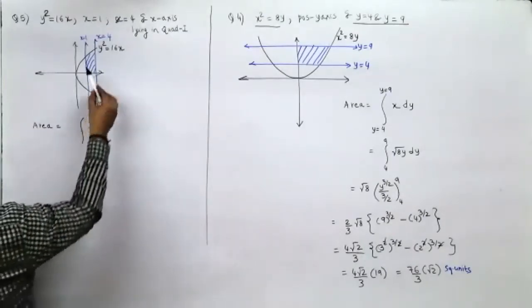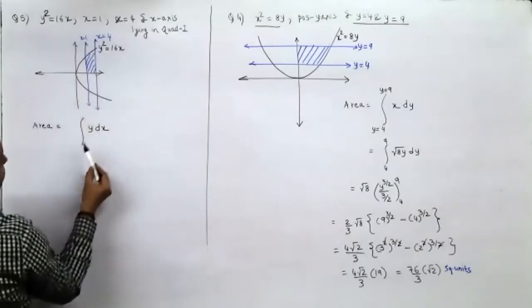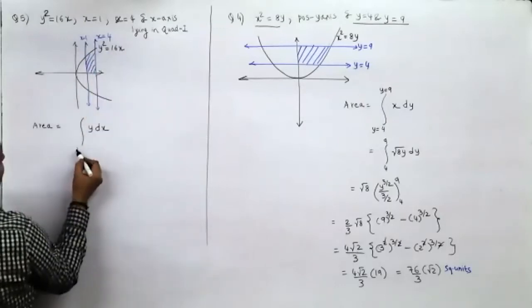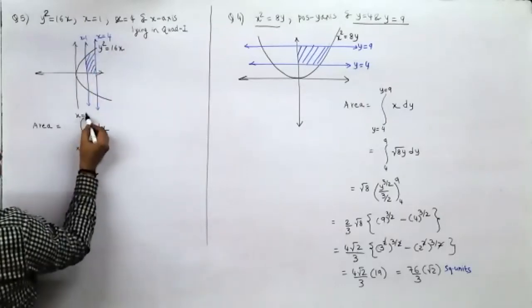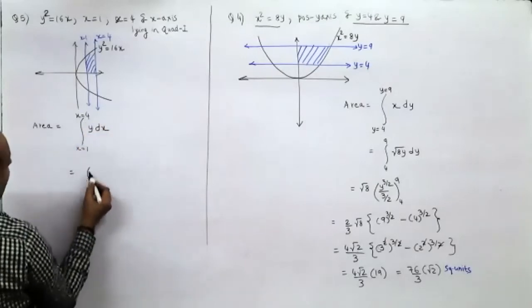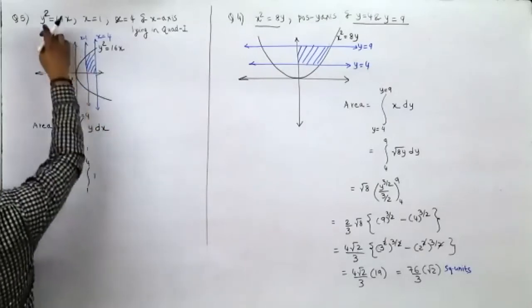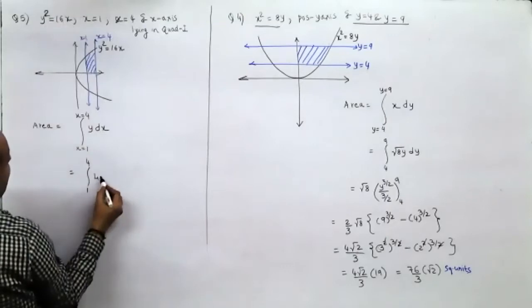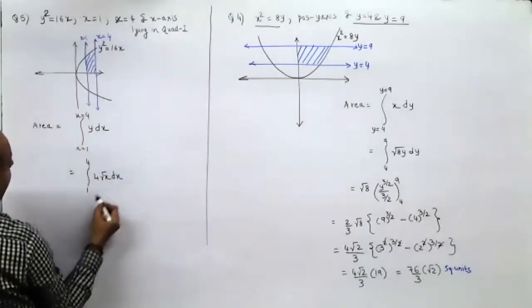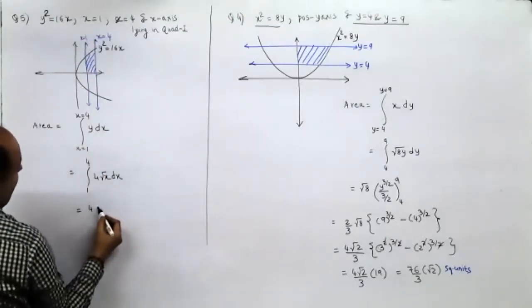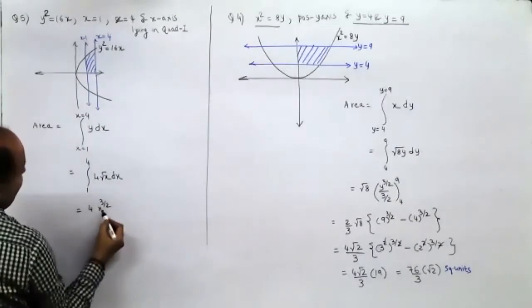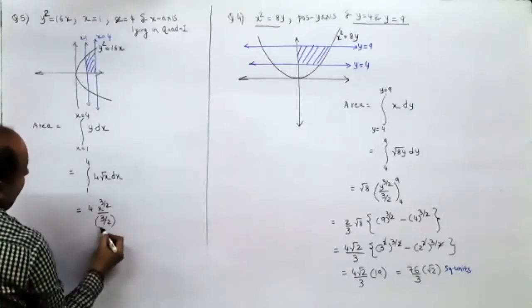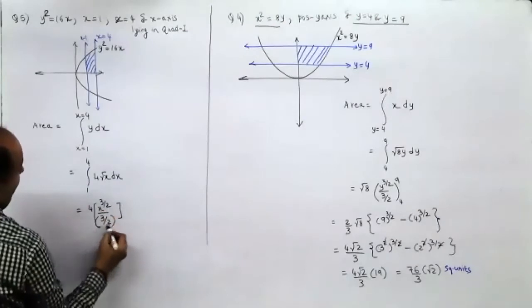Now area is equal to the integral of y dx. First of all, the curve and the x-axis, so y dx, between x equal to 1 and x equal to 4. So here 1 to 4. Y square is 16x, so this is 4 root x dx. 4 outside. Root x is x raised to half, x raised to 3 by 2 upon 3 by 2, between 1 and 4.